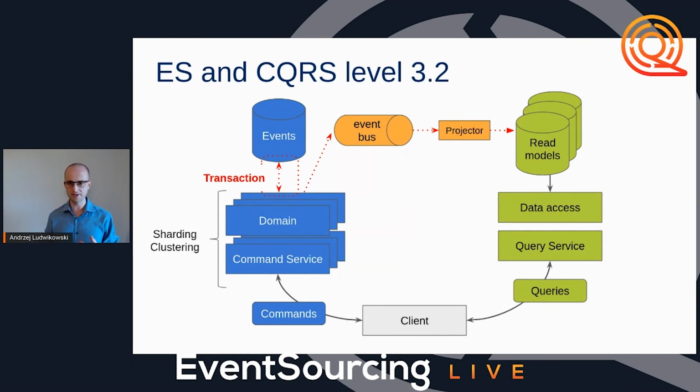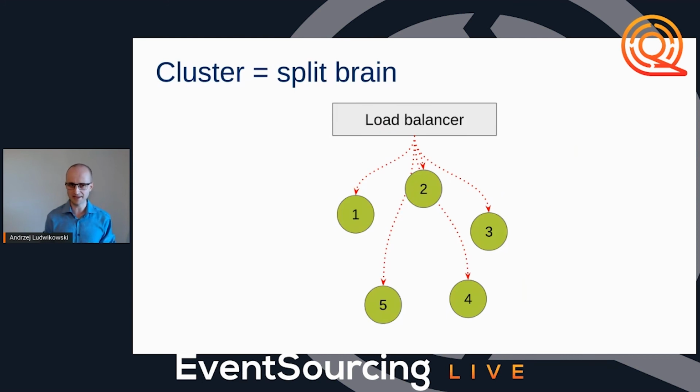In our final version of our architecture, we are using a cluster solution. And when you are using a cluster, you should be ready for a nasty problem, which is split brain. What is a split brain? So let's say that we have a cluster with 5 nodes and some load balancer on top of it. And the load balancer is a dumb machine. It will just route all your requests to all nodes in round-robin fashion.